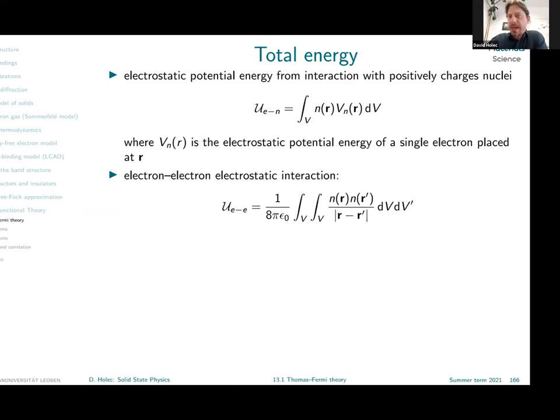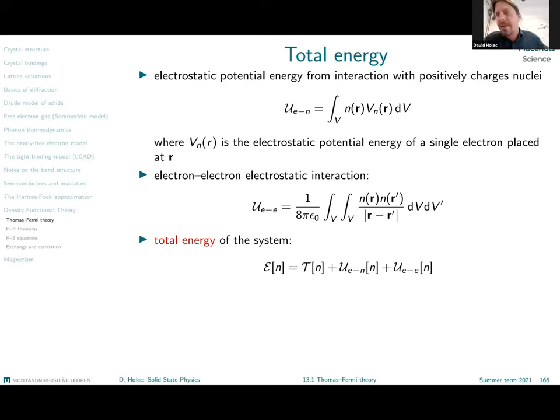Good. What is left now is to sum everything up and we get the total energy in our system. So we sum up the kinetic energy and the two suspects for the potential energy that we have in the system, the two interactions, the interactions between electrons and nuclei and electrons and electrons. I would also like to point here to these brackets that we have around the electronic density, or charge density as you wish, n, which now correspond to the fact that we speak here about functionals.